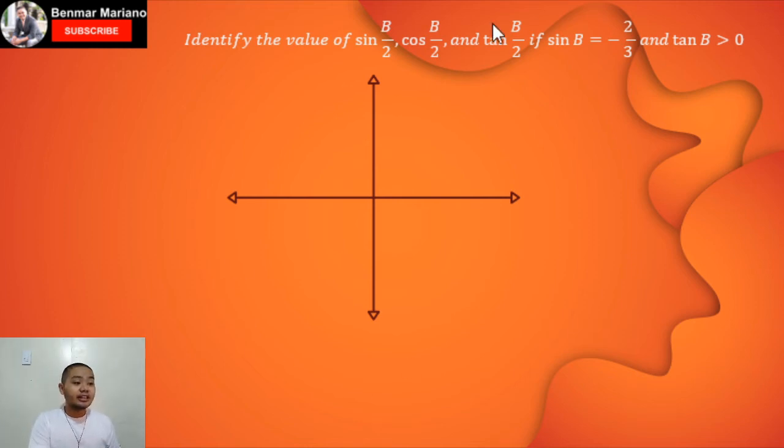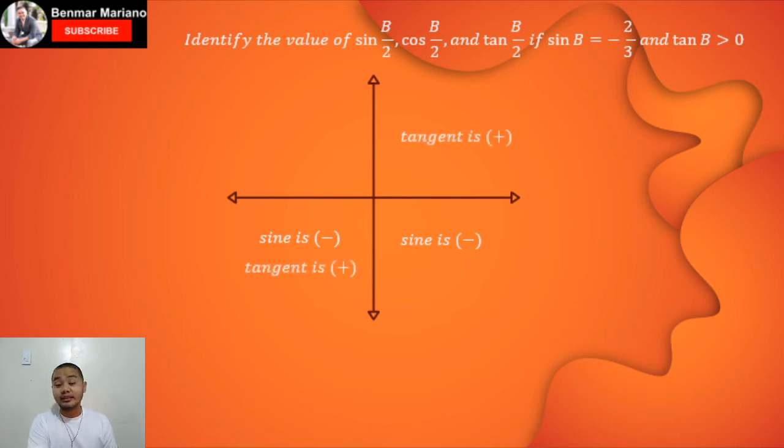It says here that sine B is negative 2/3. So, meaning, sine is only negative at quadrant 3 and quadrant 4. The other condition is that tangent B is greater than 0. So meaning tangent is positive, and tangent is only positive at the first quadrant and the third quadrant. So meaning angle B is in the third quadrant.